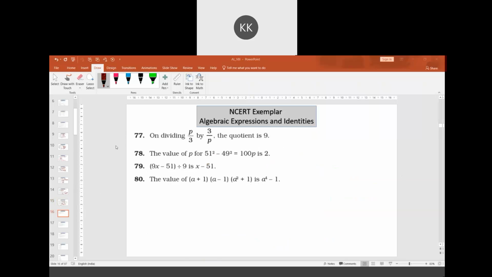The question will be 1, sir. P square divided by 9 should come, P by 3 whole square, sir. If you divide P square by 9, what do we get? P square by 9, sir, or P by 3 whole square.